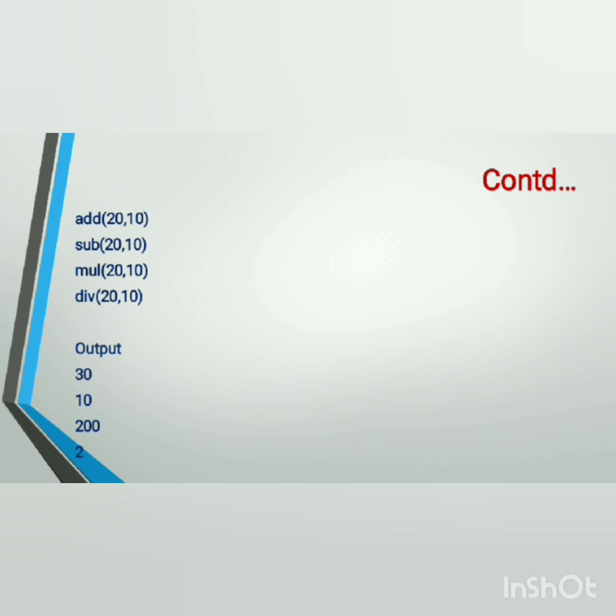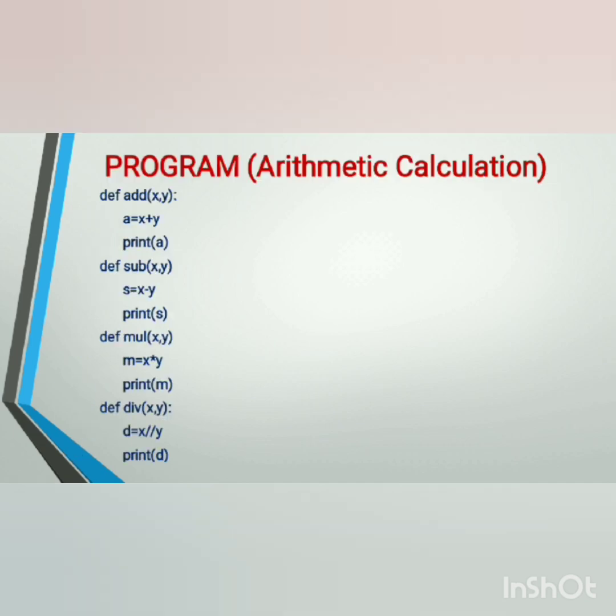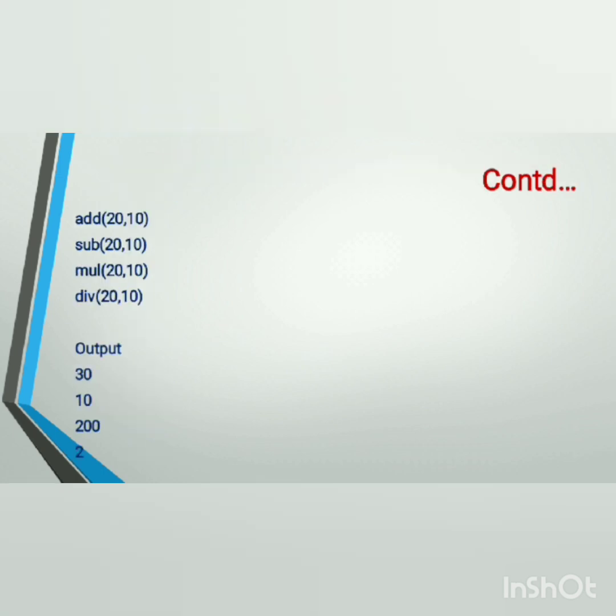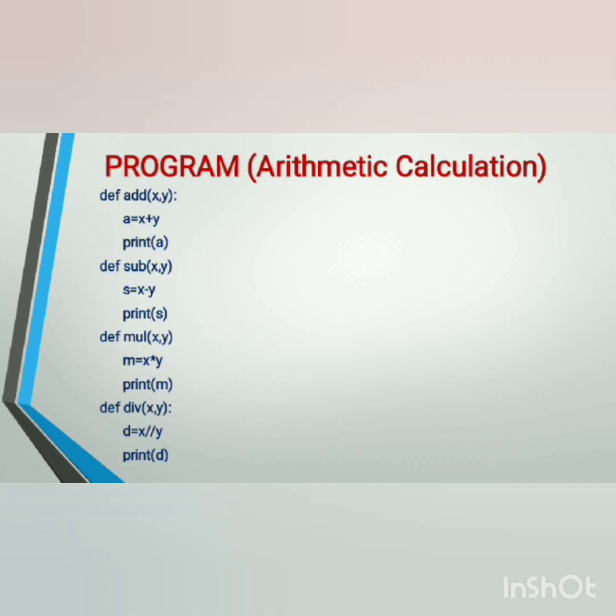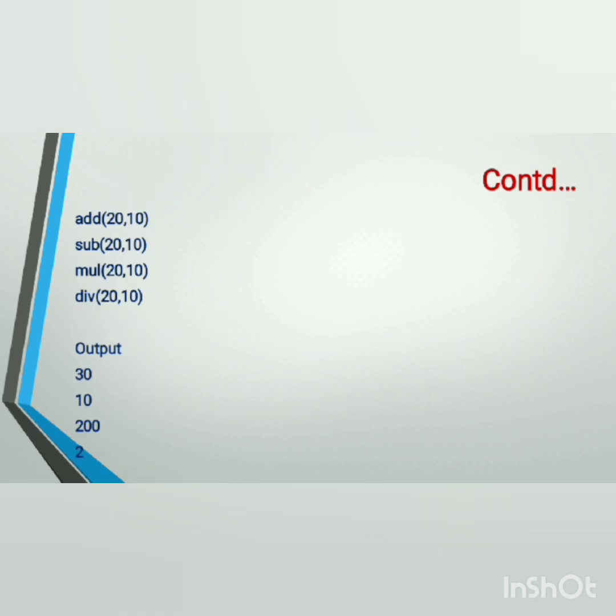Next, again control comes to the sub function in the function calling, right? Again 20, 10 will be passed to the function definition, then it will subtract the values and print the value as 10. So the second output is 10. Then the multiplication function will be called. Here 20, 10 will be assigned to x and y. It will multiply the values, so 200 is assigned to m. Then it will print m, which carries 200. So your third output is 200.